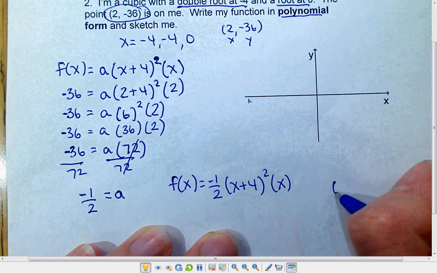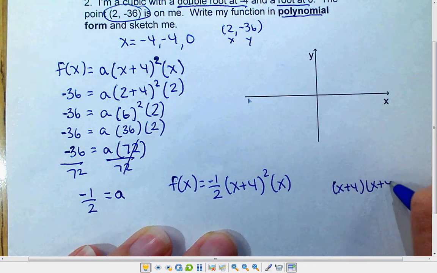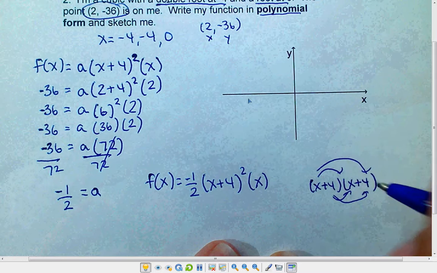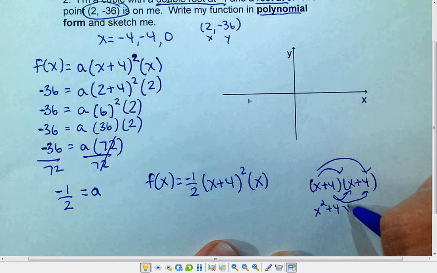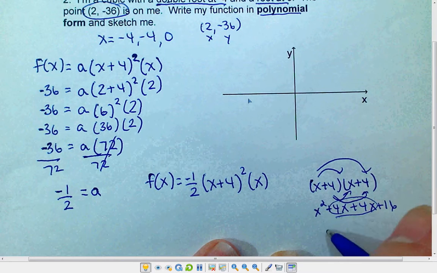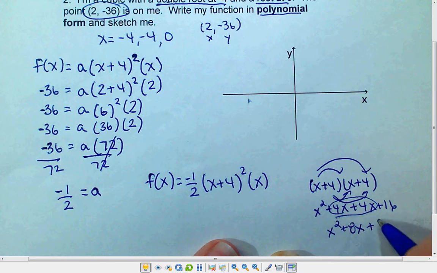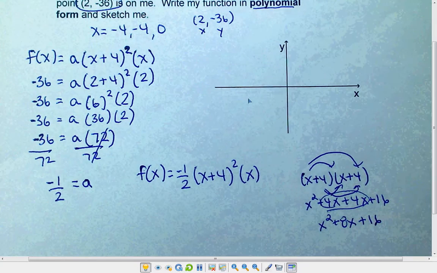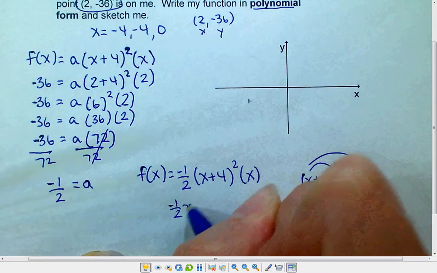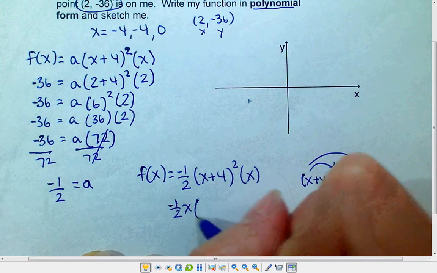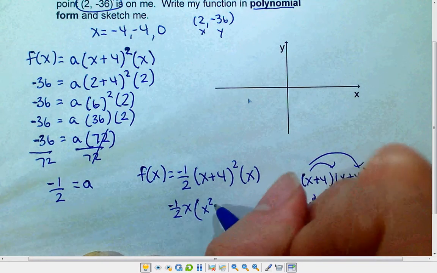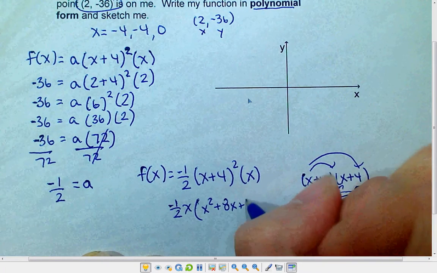So what we need to do is square x plus 4. So we're going to multiply x plus 4 times x plus 4. I'm just going to do it off to the side. This is FOIL. So this gives us x squared plus 4x plus 4x plus 16, which we can combine like terms and give us x squared plus 8x plus 16. And so here we have the negative 1/2, and we also have this x. I'm just going to bring this x up here, multiplied by this. This is what x plus 4 squared is. So x squared plus 8x plus 16.